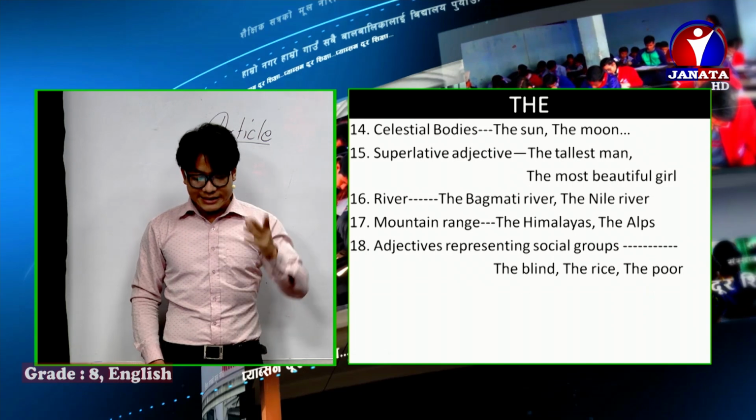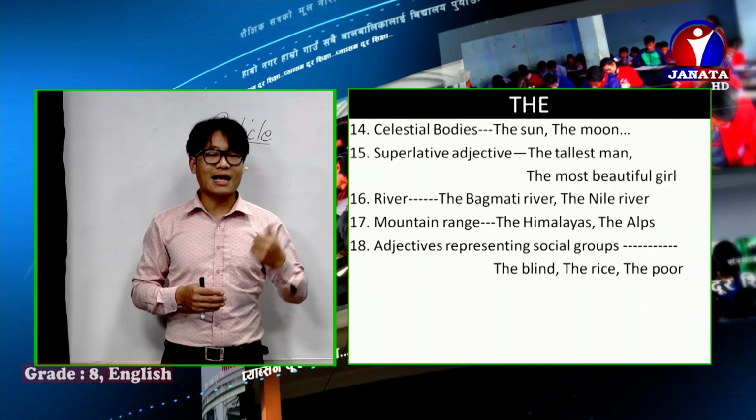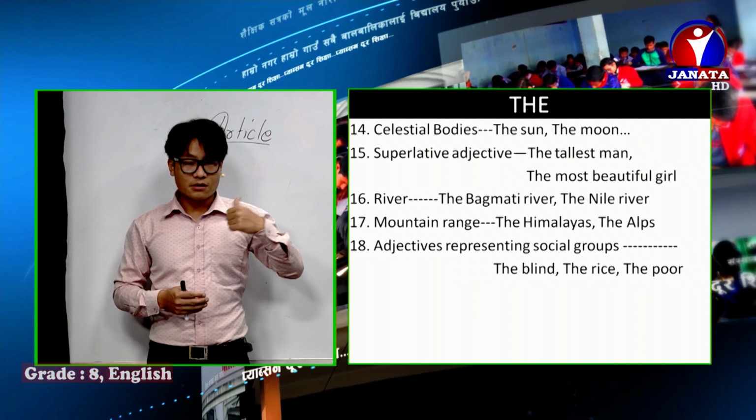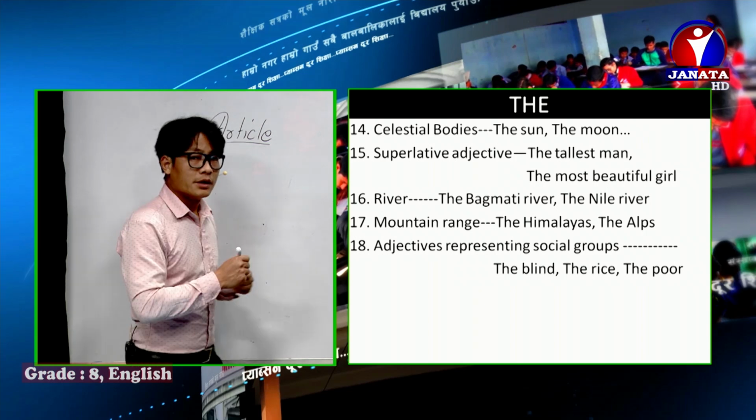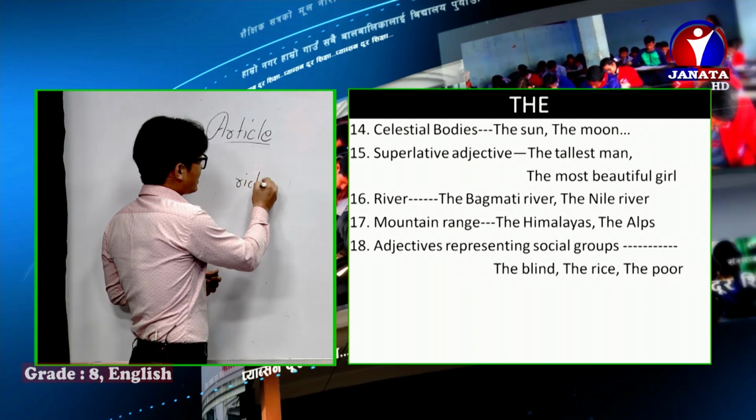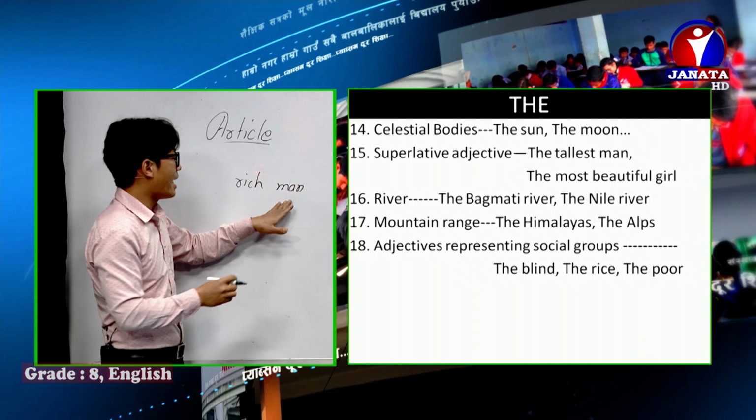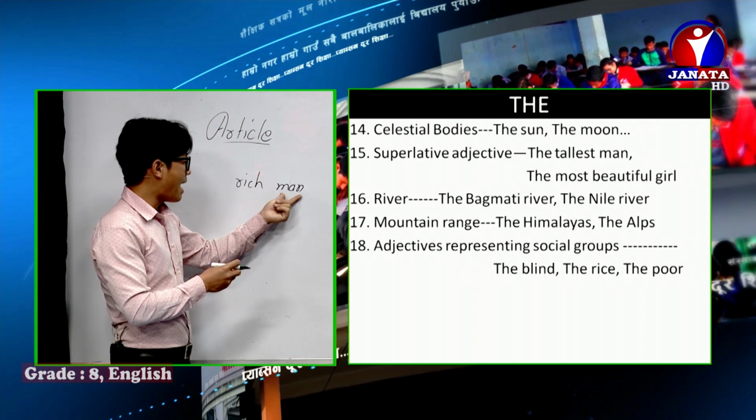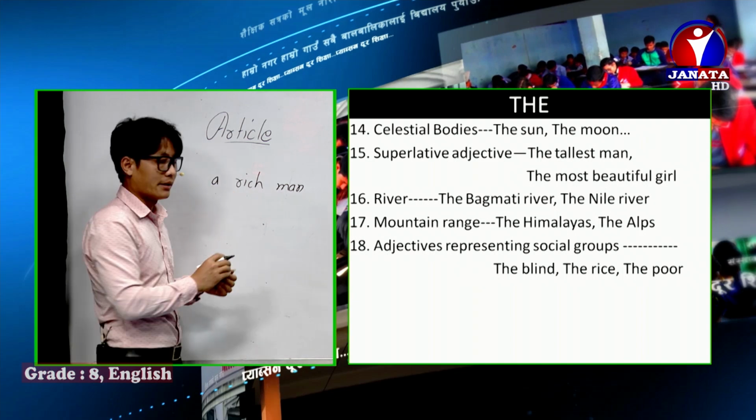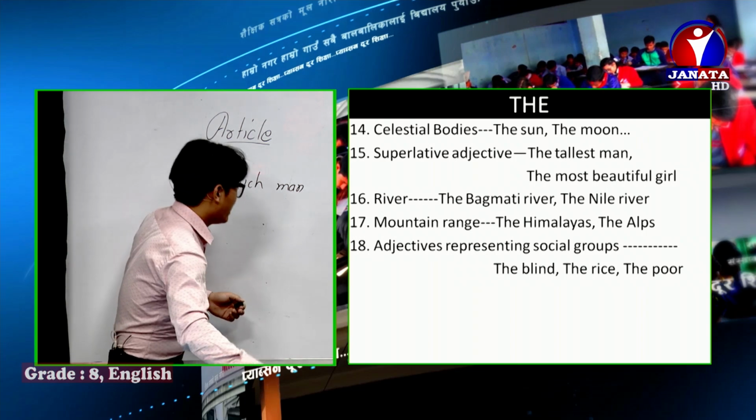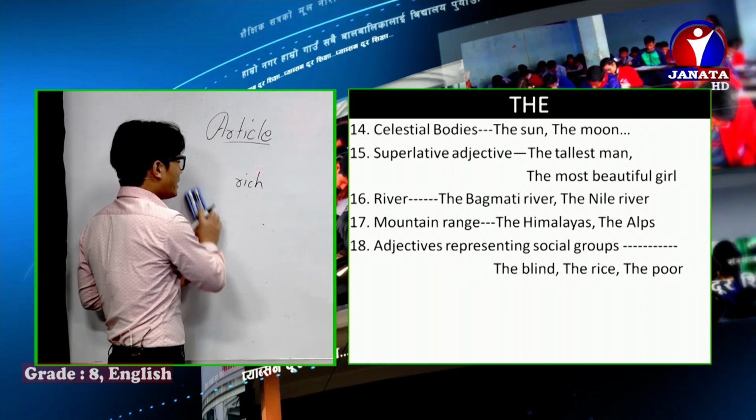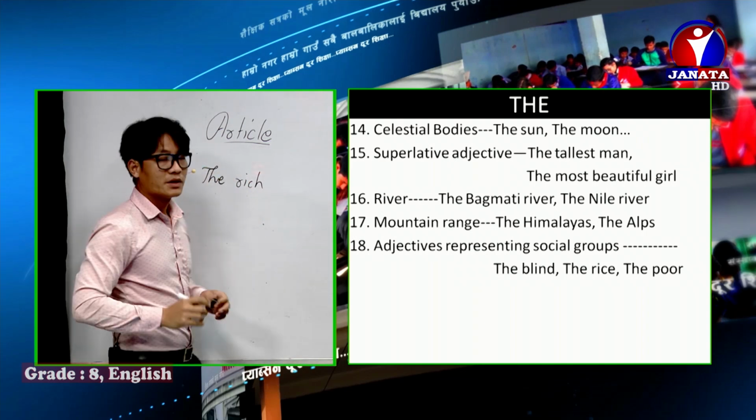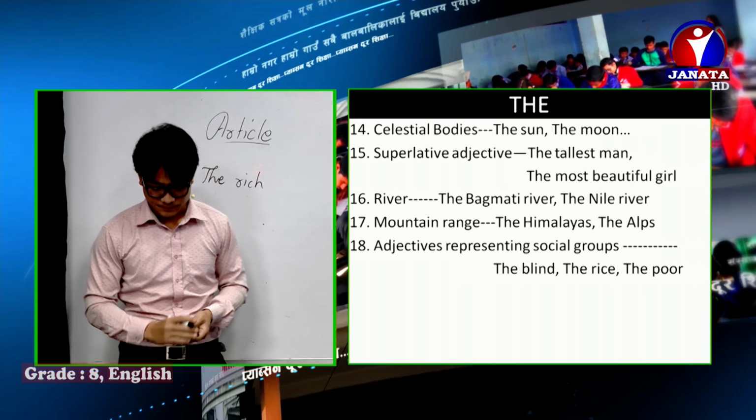And there are adjectives representing a social group. This is the last. Adjectives representing a social group: the blind, the rich, the poor. But see here, R-I-C-H, rich man. When there is a rich man, if there is a noun after this adjective and the noun is singular, then we should use a rich man. But when there is no noun, if there is only the adjective rich, then we should use the rich, which shows a group.